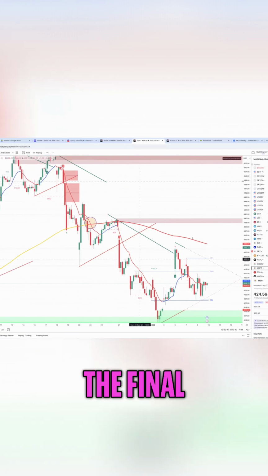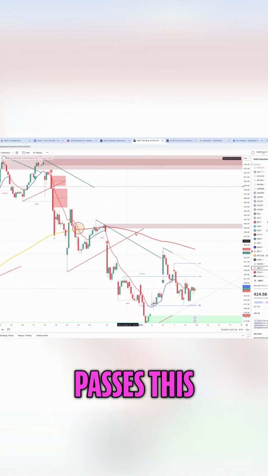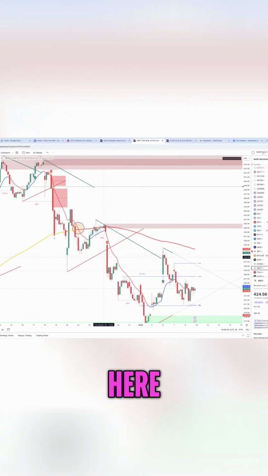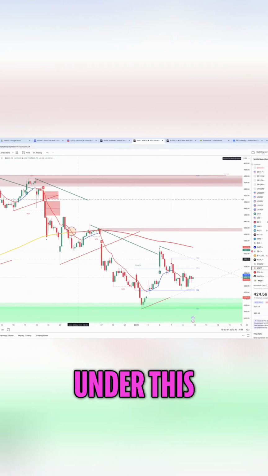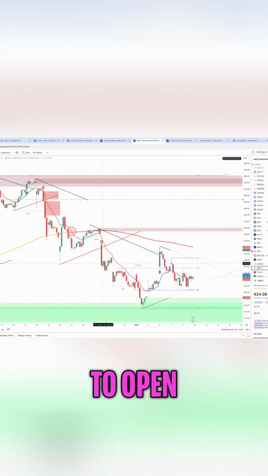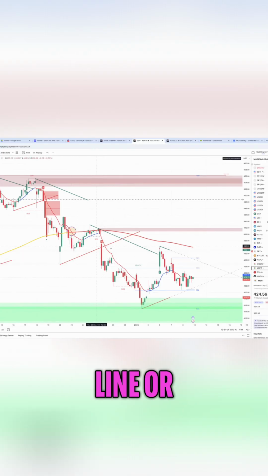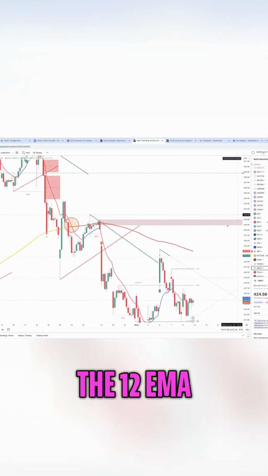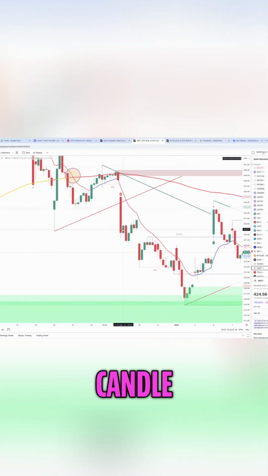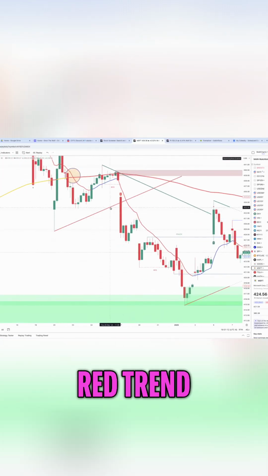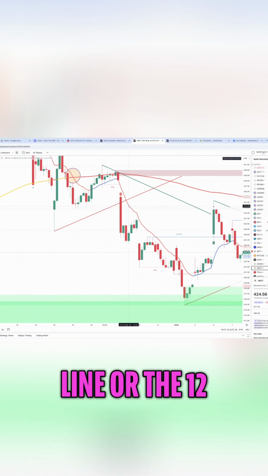And then the final confirmation is after the stock price passes this red trend line right here. You just want to see a candle show extreme weakness under this trend line. You want a candle to open and close without touching the trend line or the 12 EMA. So the candle has to be the first candle that opens under this red trend line without touching the trend line or the 12 EMA.